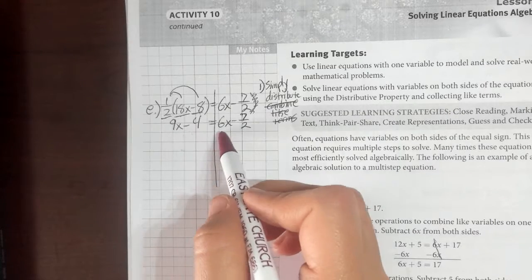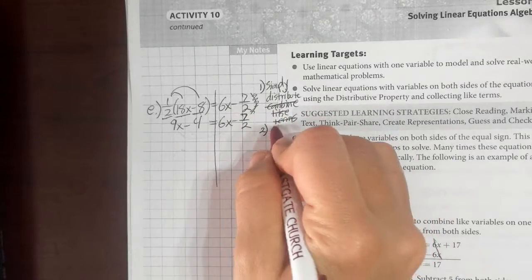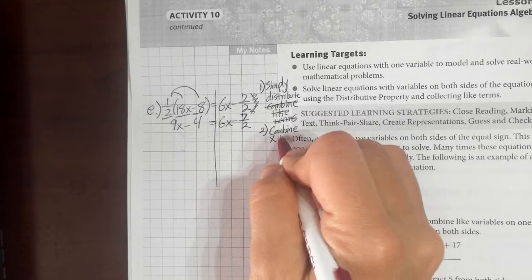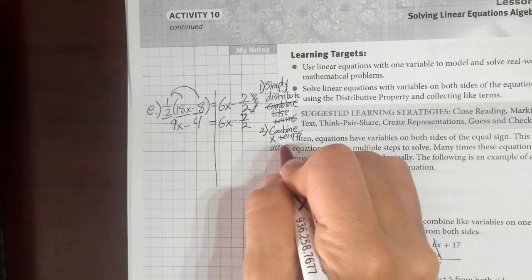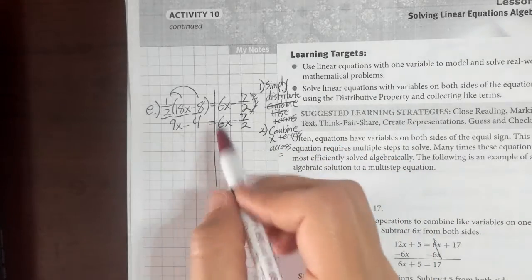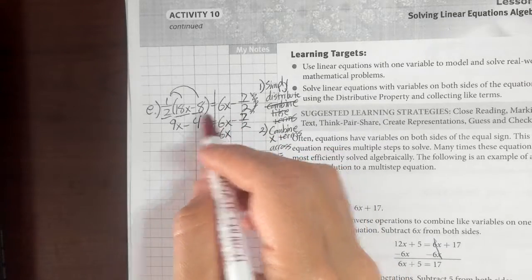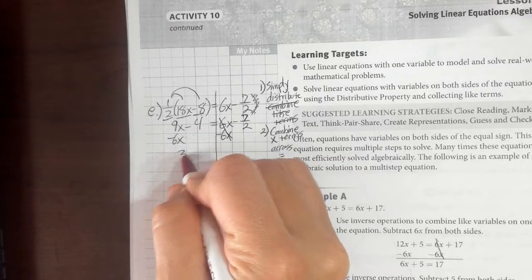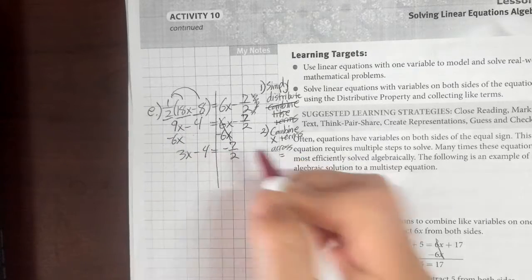So from here we need to combine our x terms across the equal sign. So I'm going to go ahead and move the 6. So there's a positive 6, the opposite is to subtract 6. That'll cancel. I'll get 3x minus 4 equals negative 7/2.